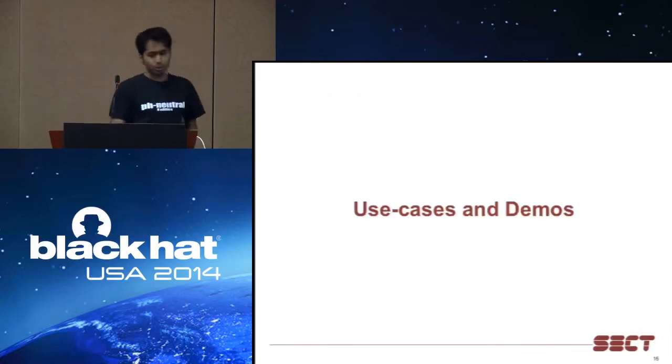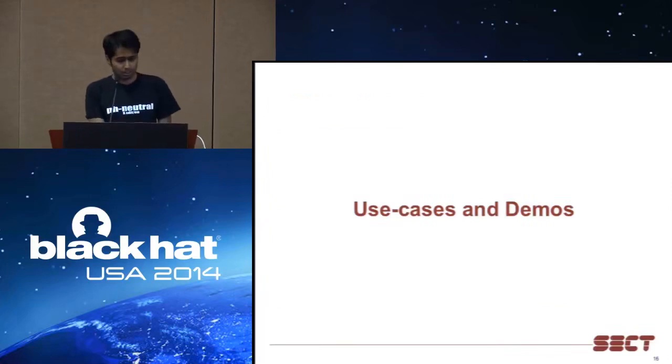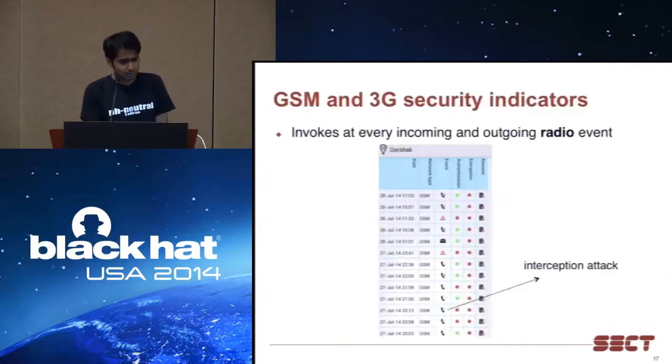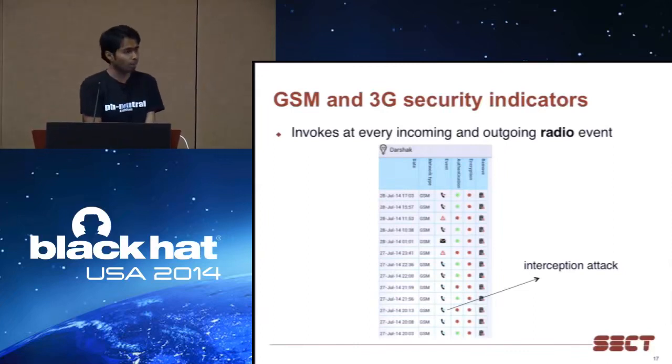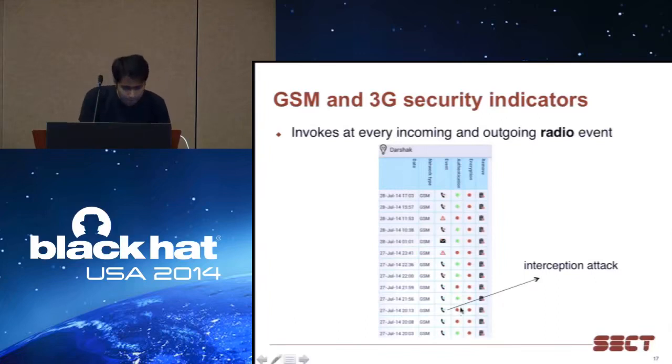So I will show you how this tool works and what things I'm going to capture. The first thing is GSM and 3G security indicators. So every time you make a call after installing this app, like any radio event, radio is pretty essential. I will come back to this point. So you see all the events, like incoming call, outgoing call, SMS. Now you see this point. Actually, these are the logs from Germany. I wanted to create them here, but unfortunately, I was not able to show them from US networks.